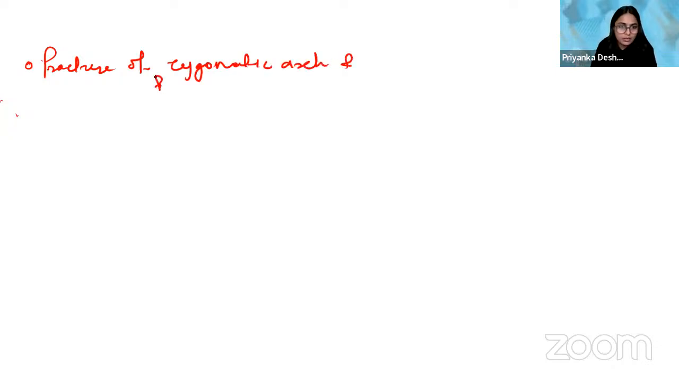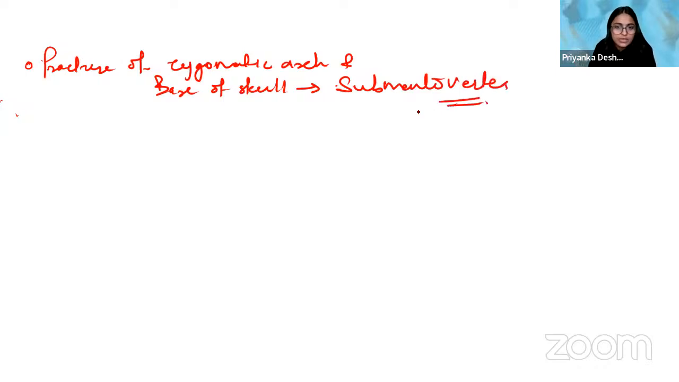Okay, so starting with the first. Okay, for fracture of zygomatic arch, and the abnormality in base of the skull, we take submentovertex view. All right, we take submentovertex view for fracture of zygomatic arch and the abnormality in the base of the skull.